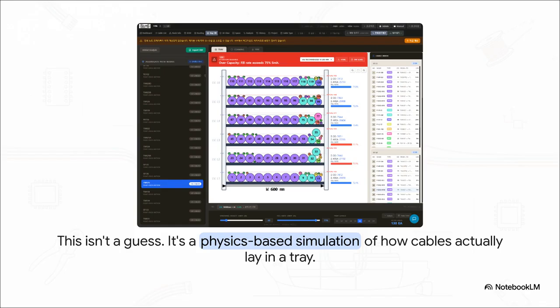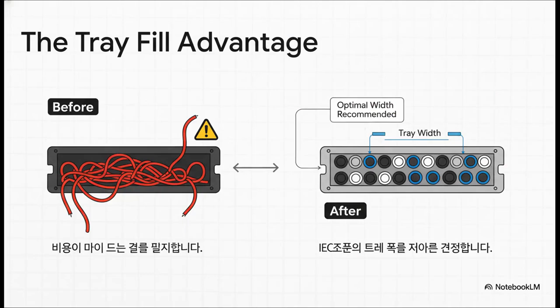SEcMS actually simulates gravity to show you exactly how your cables are going to settle and lay in a tray in the real world. What does that mean for you? It means your design is buildable and compliant from the very first click. So in practice, you can accurately visualize the cross-section, you can see IEC-compliant layouts, and you even get smart recommendations for the best tray width to use.